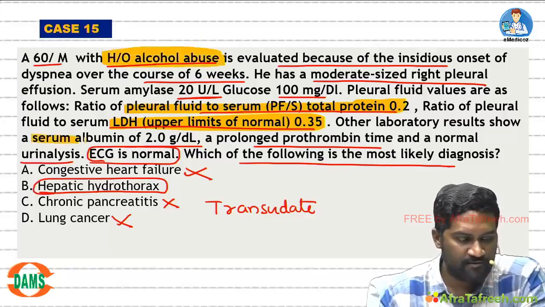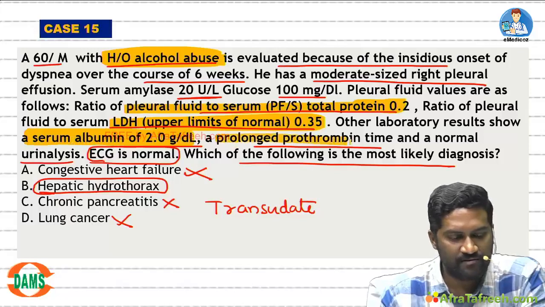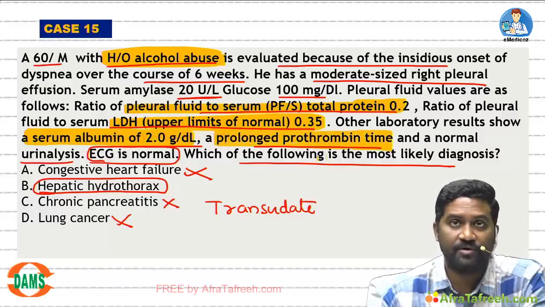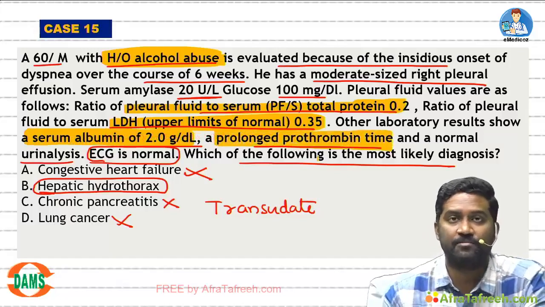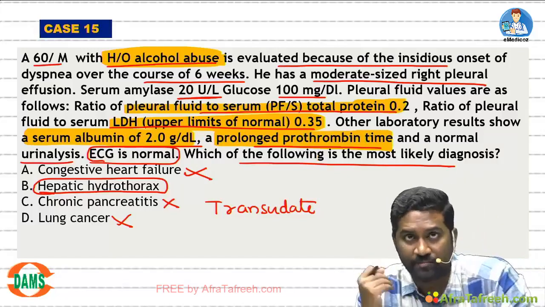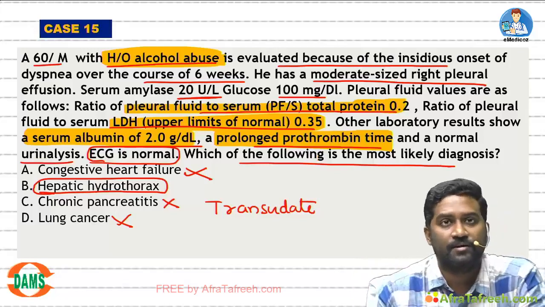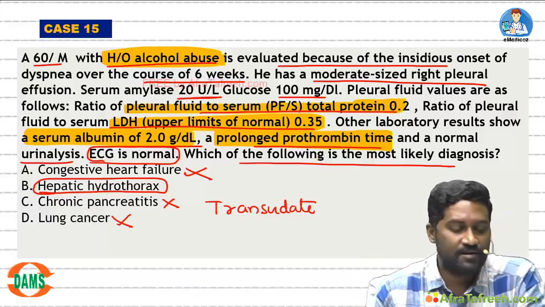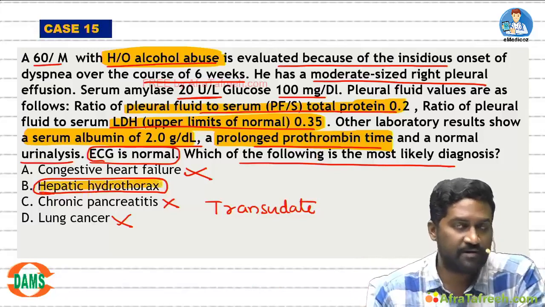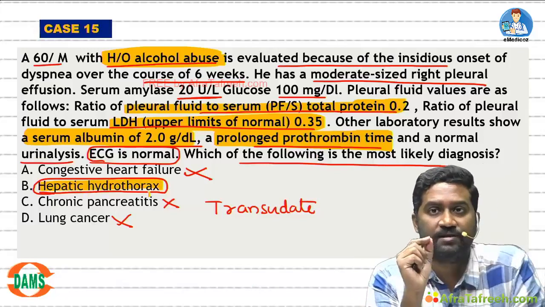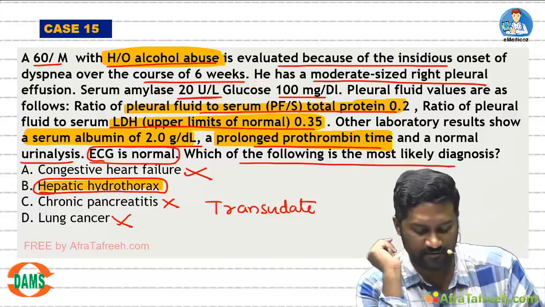And your liver is the source of protein. Because liver is not functioning properly, protein is less, and liver is necessary for proper functioning of the clotting mechanism. Because your liver is not functioning properly, the clotting mechanism is also not good. So that's why the answer here will be hepatic hydrothorax. Hepatic hydrothorax means pleural effusion due to liver disease.